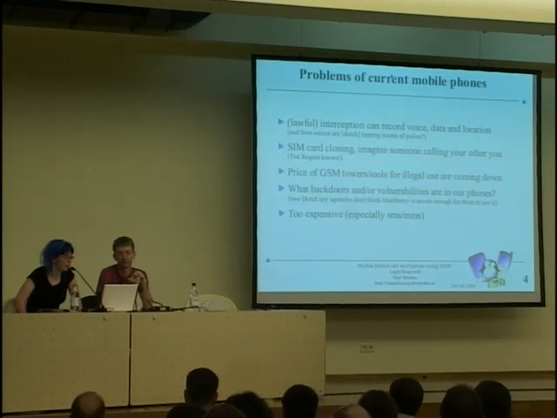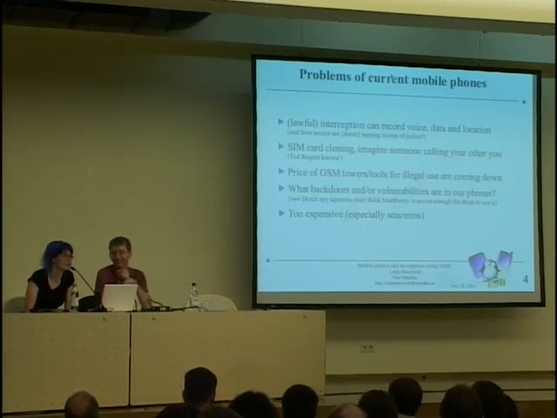Then there's the question of what backdoors or vulnerabilities are in our phones. You were saying that the Dutch spy agencies don't think that the BlackBerry is secure enough. There were a couple of BlackBerry exploits published at Black Hat last summer, or was it DEF CON? And then we'll get into the whole Linux phone thing shortly. And then there's just the question of price, like 15 cents an SMS.